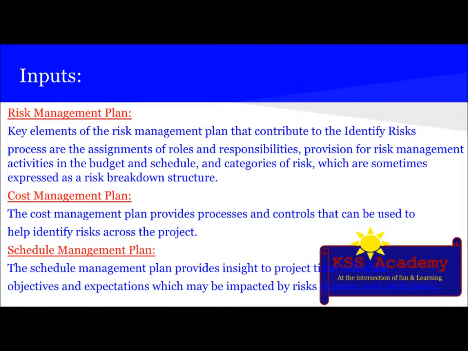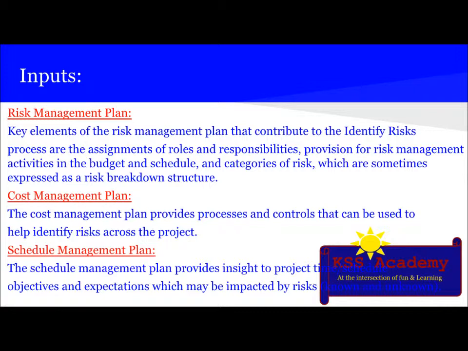So let's see the inputs. The first thing in the input is the risk management plan. Key elements of the risk management plan that contribute to the identify risk process are the assignment of roles and responsibilities, provision for risk management activities in the budget and schedule, and categories of risk, which are sometimes expressed as a risk breakdown structure or RBS. The next thing is the cost management plan, which provides processes and controls that can be used to help identify risk across the project.